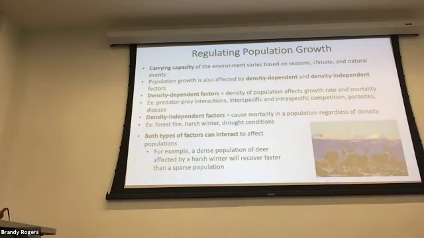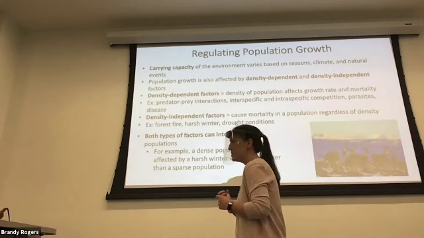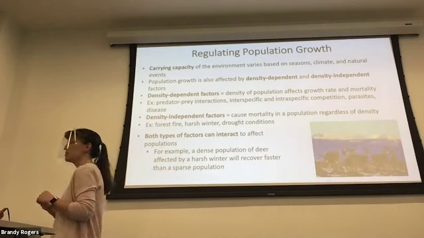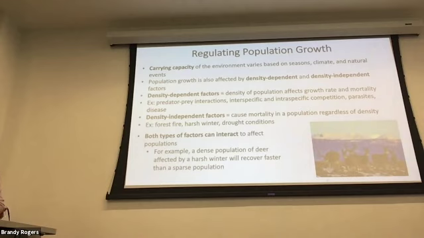So what other types of things can regulate population growth besides resource availability and reproductive rates? And that's what we're going to look at next. We're going to talk about density dependent versus density independent factors that can influence the way a population grows. Okay, this is actually pretty straightforward stuff as well.